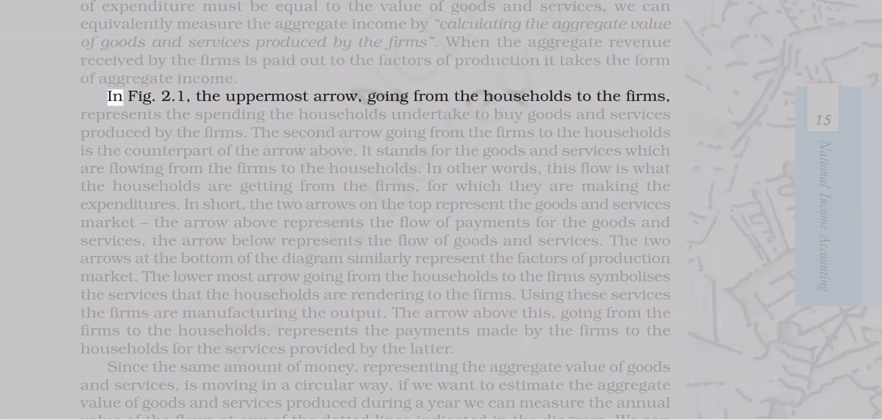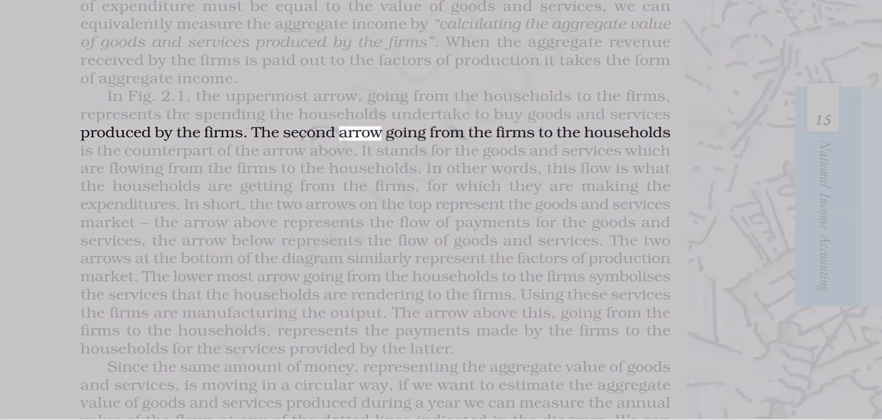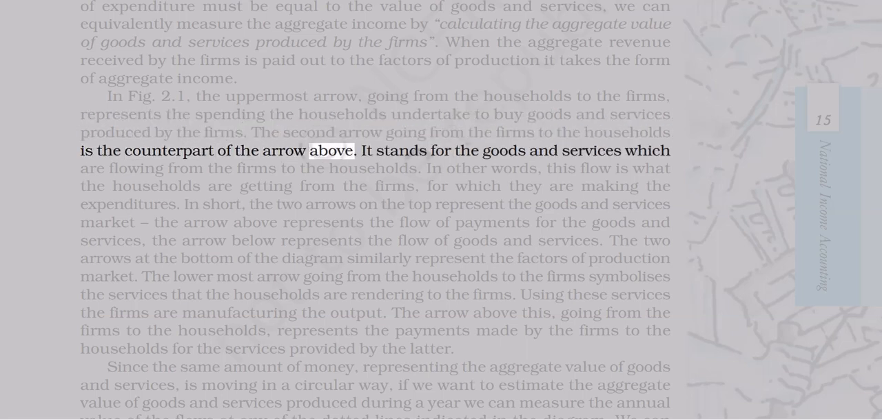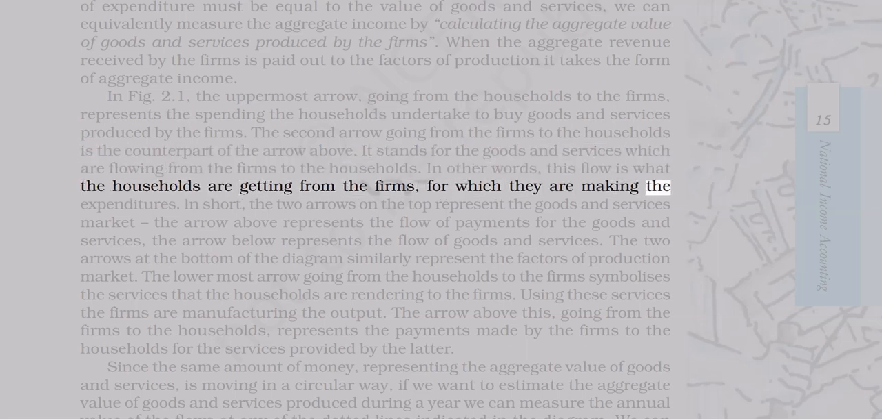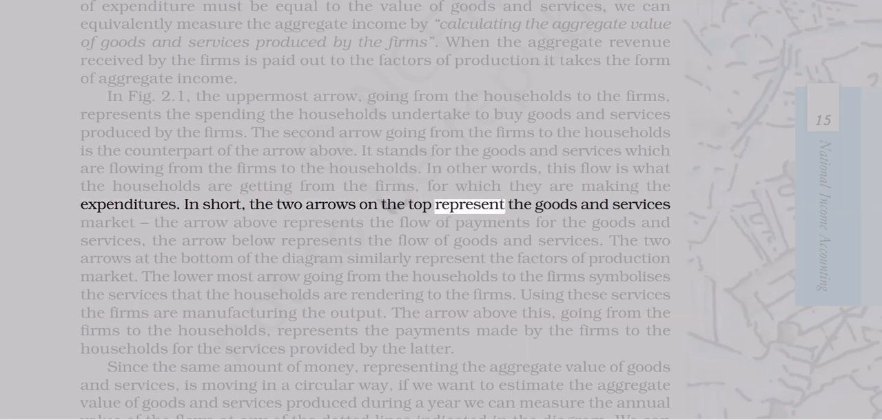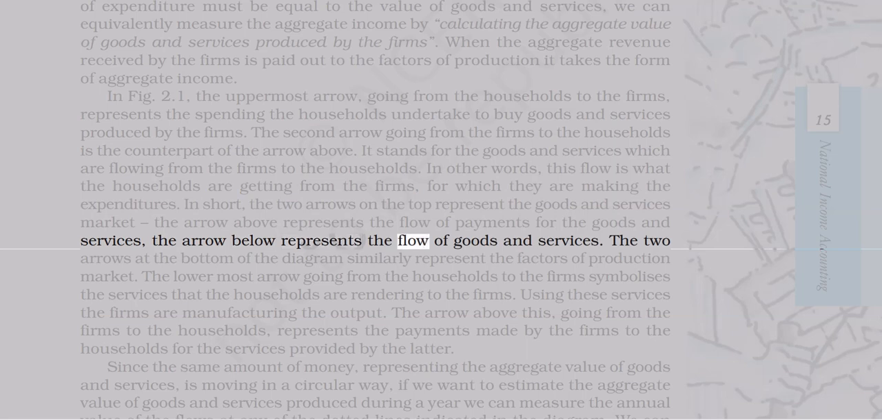When the aggregate revenue received by the firms is paid out to the factors of production, it takes the form of aggregate income. In Figure 2.1, the uppermost arrow, going from the households to the firms, represents the spending the households undertake to buy goods and services produced by the firms. The second arrow, going from the firms to the households, is the counterpart of the arrow above. It stands for the goods and services which are flowing from the firms to the households. In other words, this flow is what the households are getting from the firms, for which they are making the expenditures. In short, the two arrows on the top represent the goods and services market. The arrow above represents the flow of payments for the goods and services. The arrow below represents the flow of goods and services.